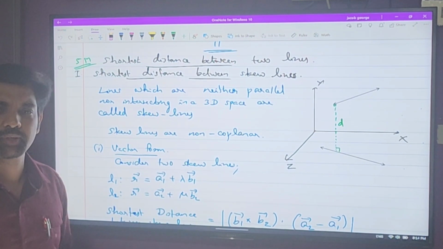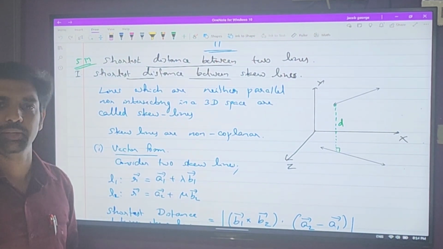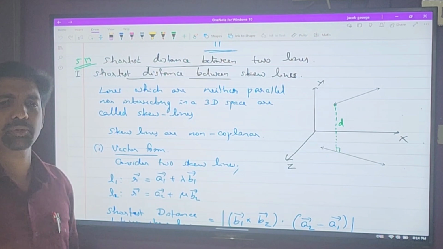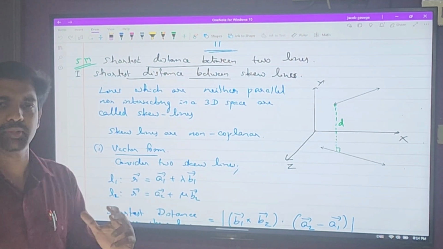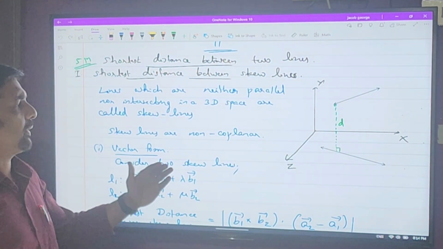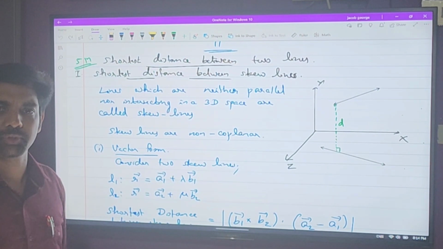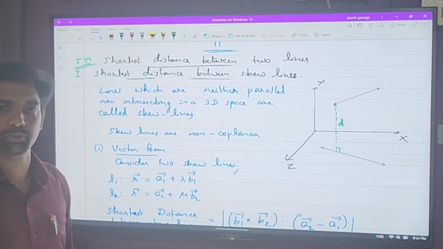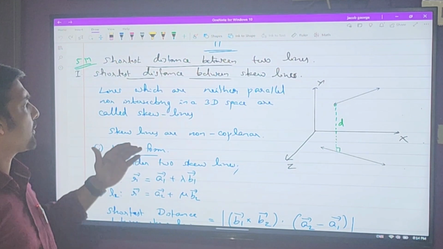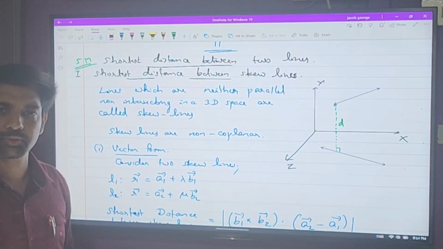Three-dimensional geometry, shortest distance between two lines. So this is a very important topic as far as CBSE board examination is concerned. A 5-marker or 3-marker question can be expected from this topic. So there are two types of shortest distances.